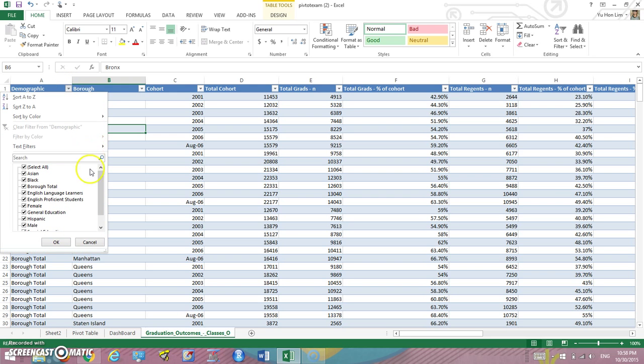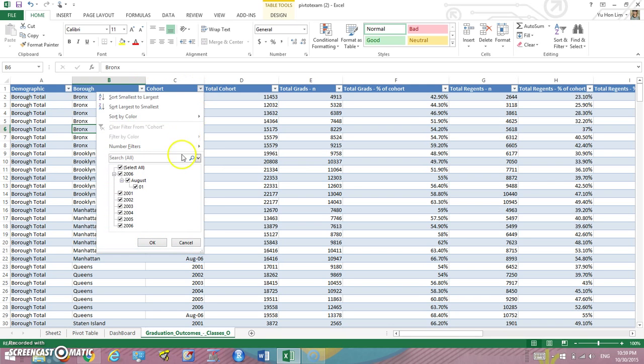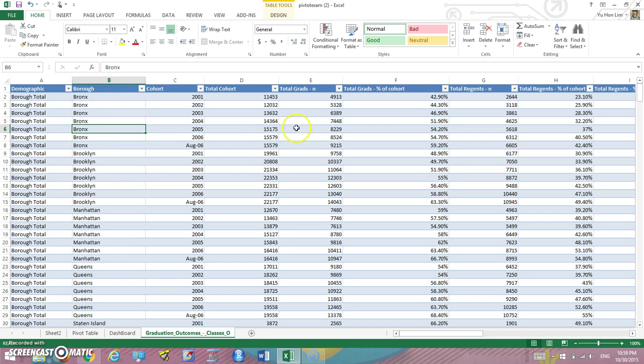I have the demographics: Asian, Black, Hispanic, and white; the borough, the five boroughs; the cohort, the year that the data were collected; and the total number of high school graduates, and so on and so on.